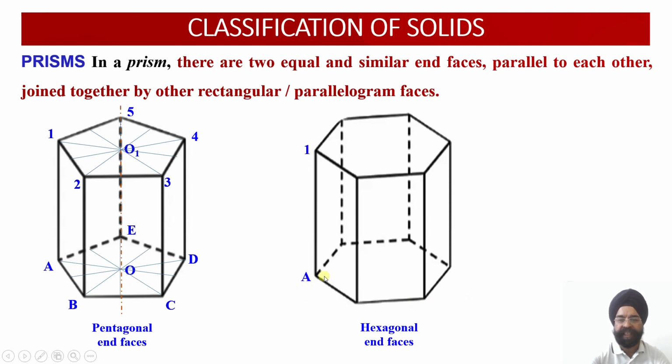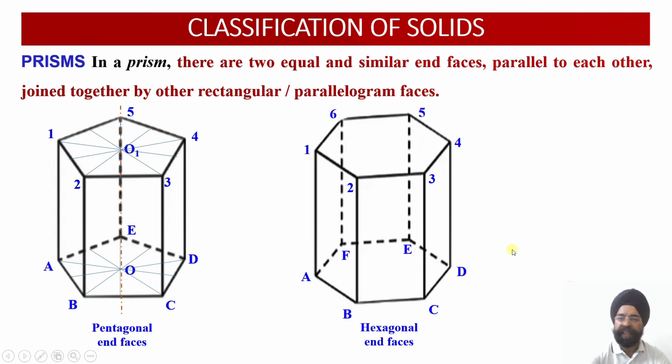Once again, since the 6 edges are there, A, B, C, D, E, F will be there on the bottom side. 1, 2, 3, 4, 5, 6 numbering will follow similarly. So A1 on the first vertical edge, B2 will be the numbering on the second edge, C3 along the third, D4, E5 and F6.